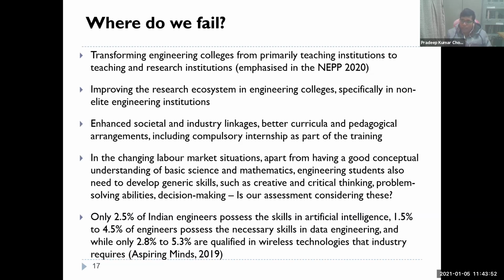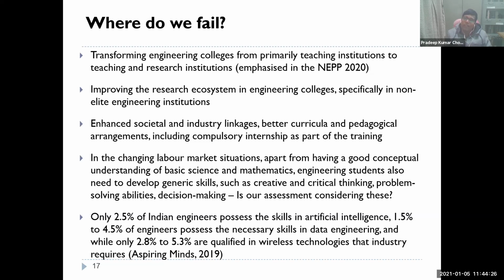Transforming engineering colleges from primarily teaching institutions to teaching and research institutions is an important thing we need to do, and this is where we fail. We have not done it. This is being emphasized in the NEP, the National Education Policy, NEP 2020. It clearly emphasizes transforming engineering colleges from teaching institutions into teaching and research multidisciplinary institutions. How are we going to do it? That is an important question we all need to answer. I will say a little more in the next slide, but you also think about what the ways out are.